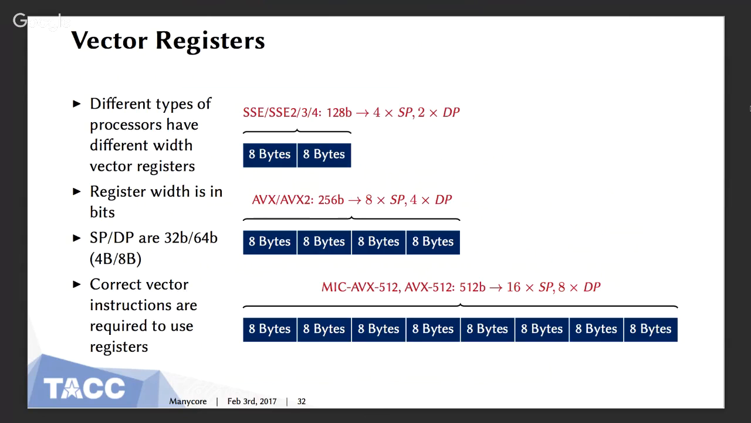AVX is what's on Stampede. AVX2 then, if you've heard of our Lone Star 5 system, that has Haswell processors, and they have an AVX2 instruction set. What's cool about the AVX2 instruction set is that it has what they call a fused multiply instruction.